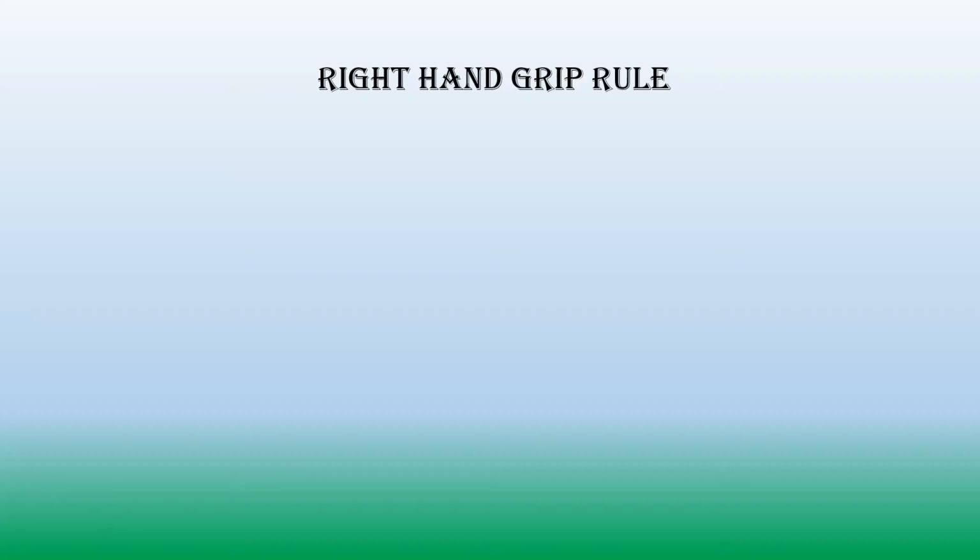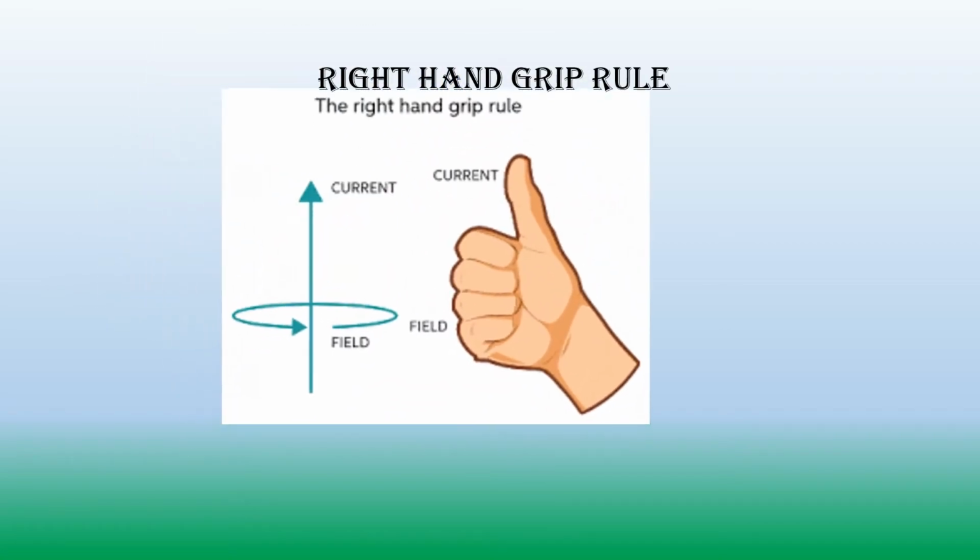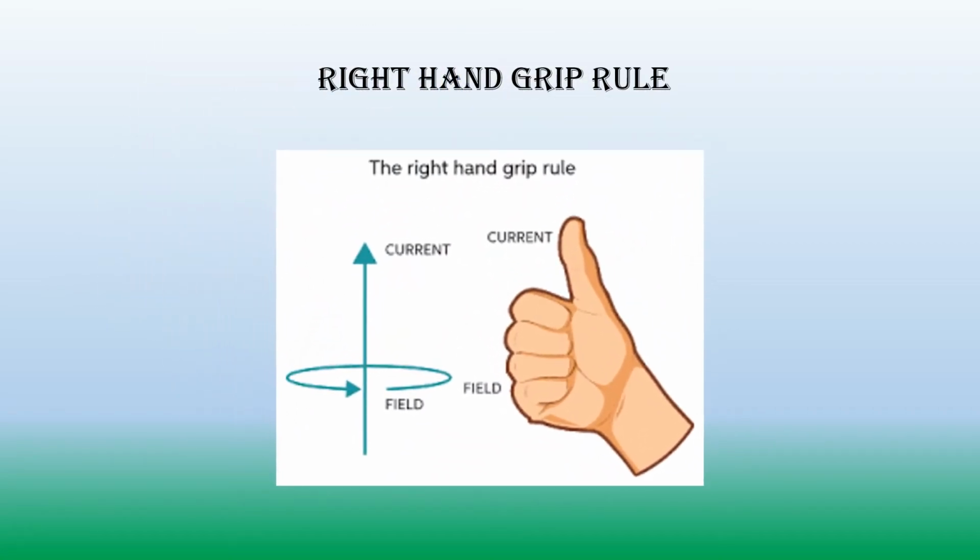Next, the right-hand grip rule. The right-hand grip rule is used to determine the magnetic force, current and magnetic field. The thumb shows the current is going upwards, and the fingers are turned around to show the magnetic field.